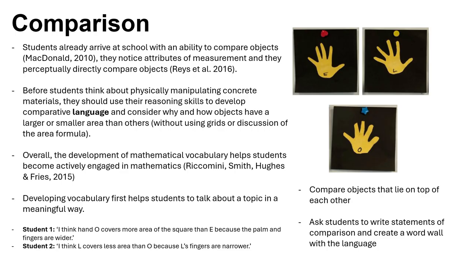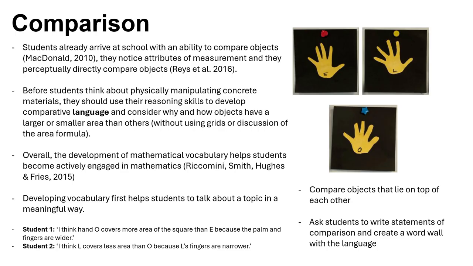So the main two take-home points here are this. We need to be developing a mathematical language. The only way that we can reason and talk about mathematics in a meaningful way is by developing the language first. If we develop the language first, then we can get students to reason and talk about mathematics in a really rich way. The second thing here is looking at comparison. Before we start manipulating concrete materials, let's start comparing things.